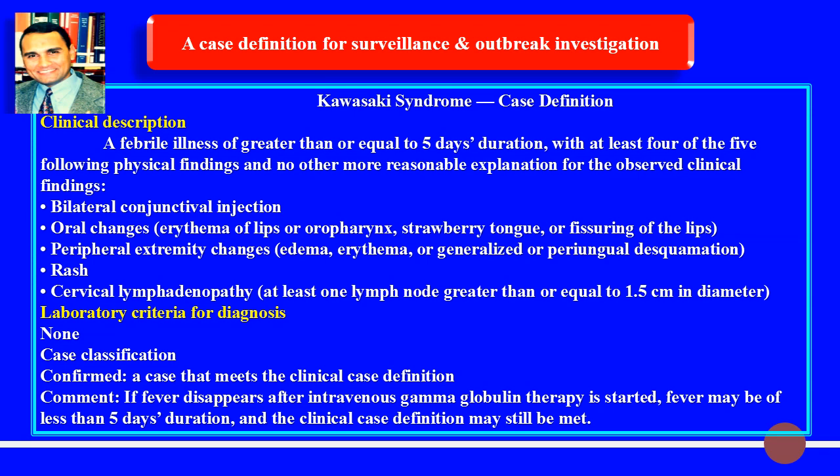Laboratory criteria for diagnosis: none. Case classification: confirmed, a case that meets the clinical case definition. Comments: if fever disappears after intravenous gamma globulin therapy is started, fever may be of less than 5 days duration, and the clinical case definition may still be met. So, Kawasaki syndrome here is a physical, medical case, not occurring as an outbreak. So, the case definition is as we described before.